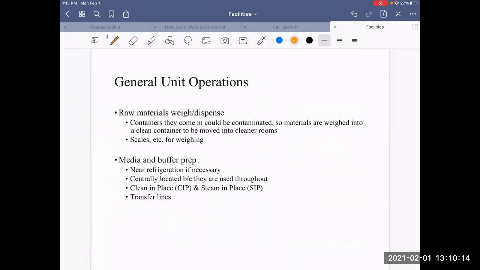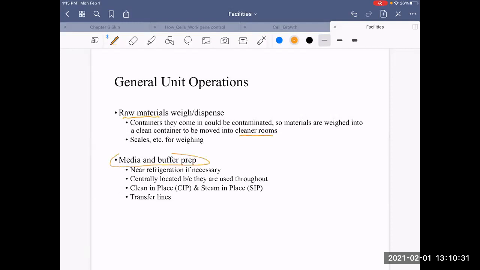The next thing that's going to happen is the raw materials are going to get weighed and dispensed. They're going to take the raw materials and put them into a cleaner container so that they can be moved into cleaner rooms.